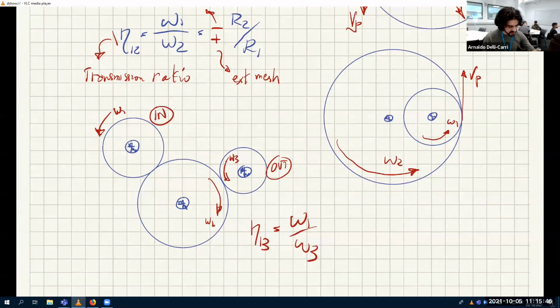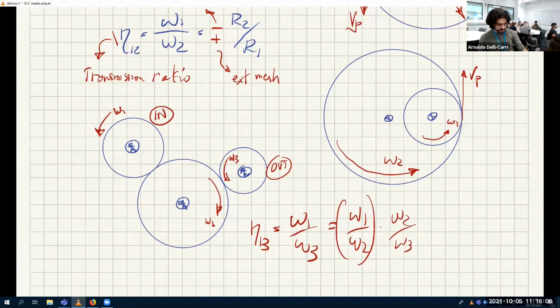So I can turn this into a ratio that says, well, omega-1 over omega-3 is the same as omega-1 over omega-2 times omega-2 over omega-3. Do you agree with me? It's just the same thing, because omega-2 and omega-2 go away. And now these two, look at this. This one, omega-1 and 2, they do mesh. And omega-2 and 3, they do mesh. And so now I can do this.